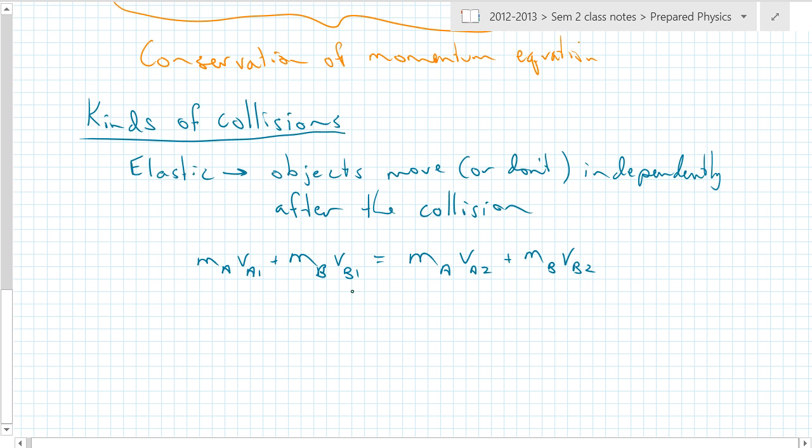So if we know everything before the collision, we'd have two unknowns after the collision, those being the two velocities. So really, because we just have this one equation, we have to know something about one of the objects after the collision to be able to figure out the other one.